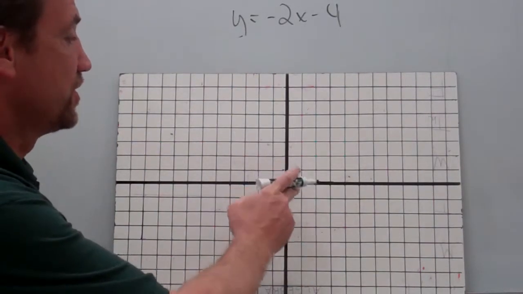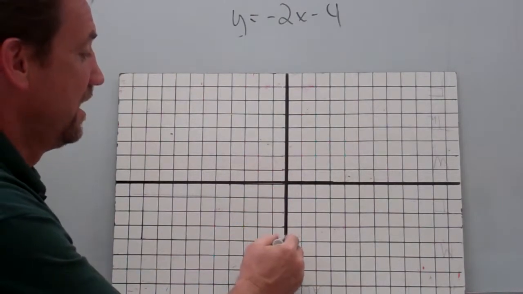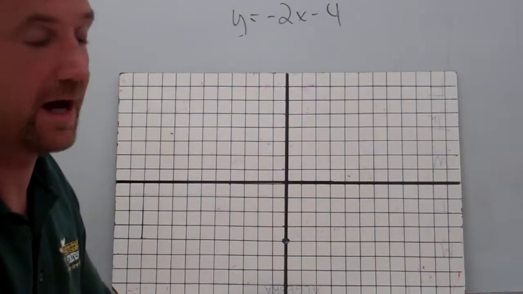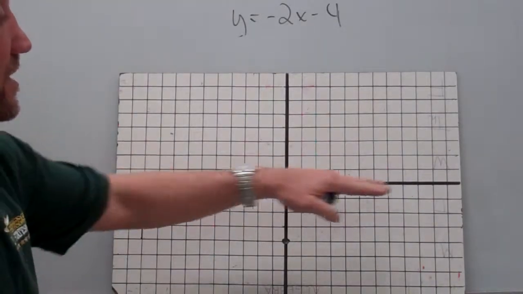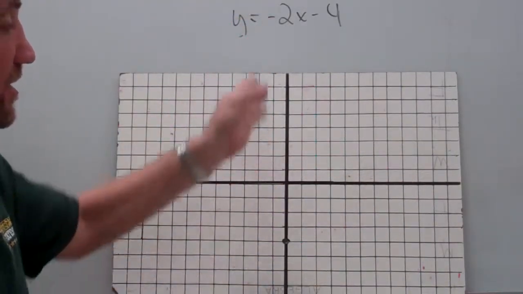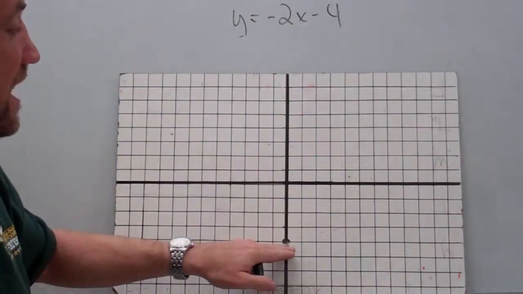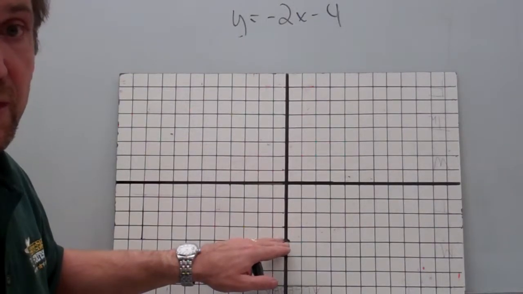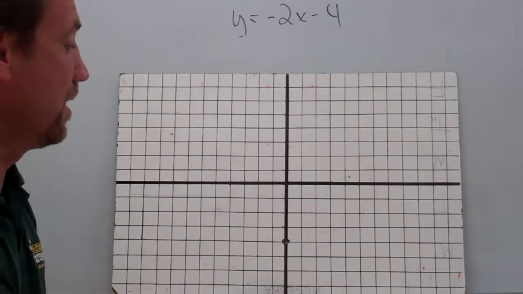So from the origin, we'd go down 4 units, 1, 2, 3, 4, and we would plot a point at negative 4 on the y-axis. Remember, the x-axis runs horizontally and the y-axis runs vertically. So we plot our first point at negative 4 on the y-axis. And from that point, we would go down 2 units and over 1.